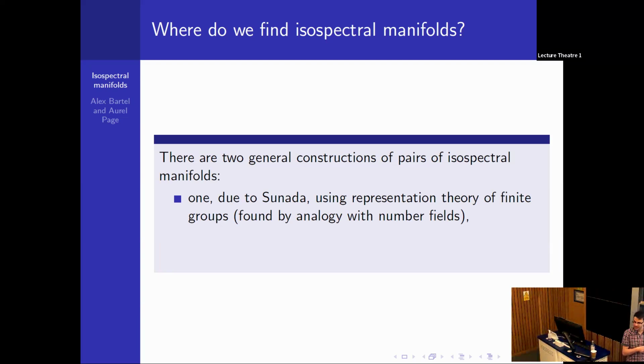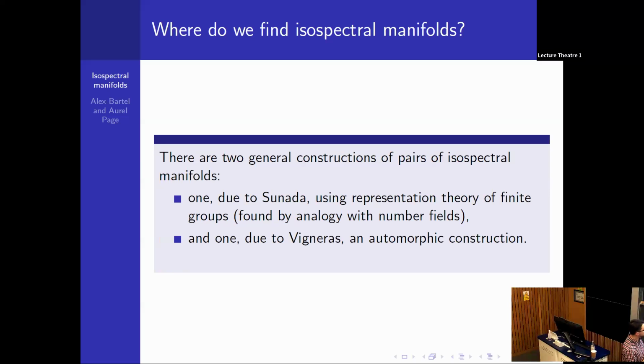And he was led by the analogy with number fields that we saw. You have these zeta functions, and the question of whether there exist number fields with the same zeta function that are not isomorphic was well known and actually is completely understood in number theory. And so he imported the construction from number theory of number fields with the same zeta function to produce manifolds with the same zeta function.